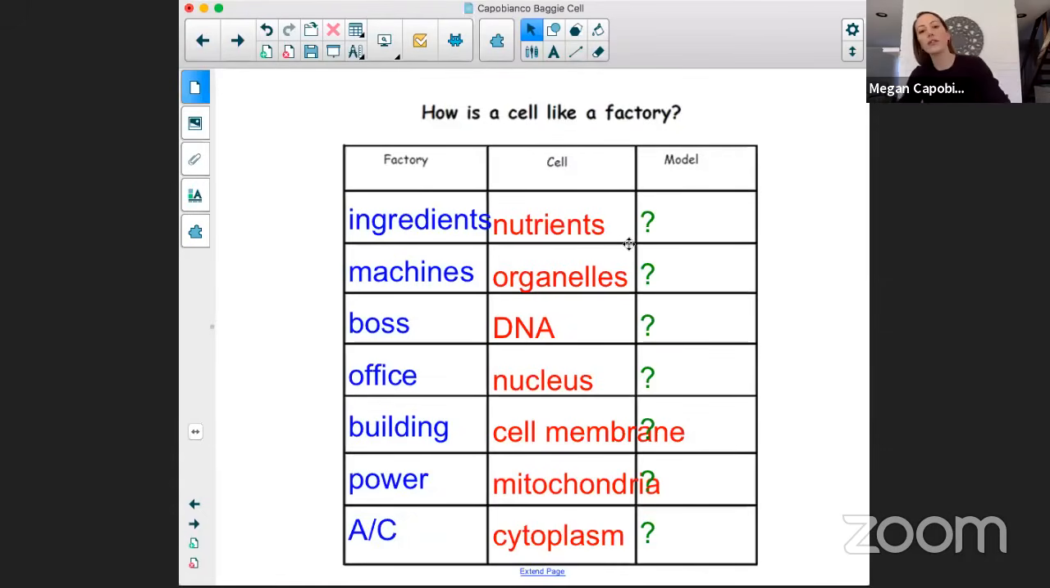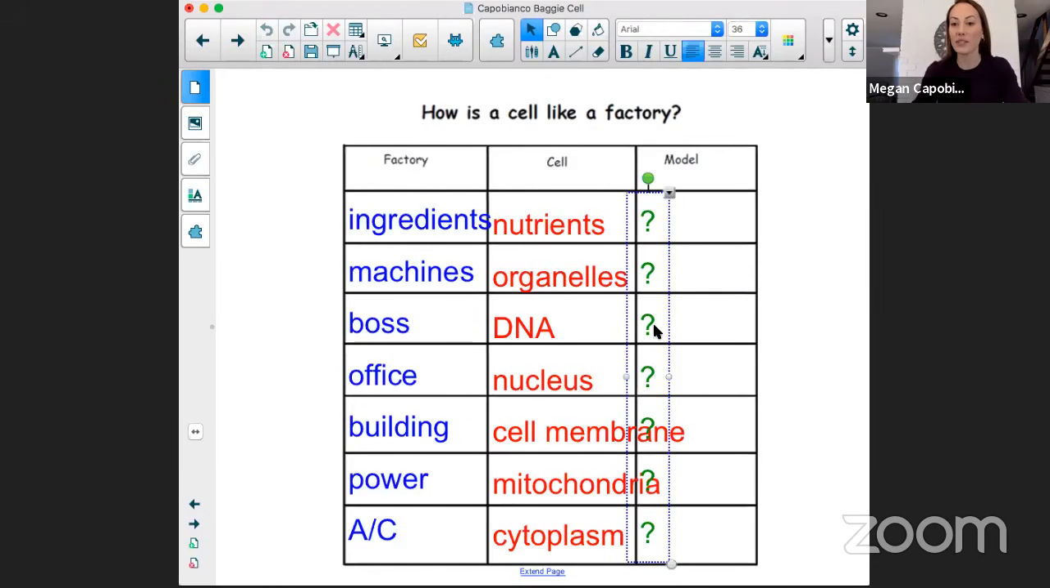Okay, all right, so let's think about the easy ones that I had mentioned right away. So the DNA, what was the DNA represented by in our model? String. And the string went inside the nucleus, and the nucleus was represented by the plastic ball. And just so it fits, I'm just going to put ball.